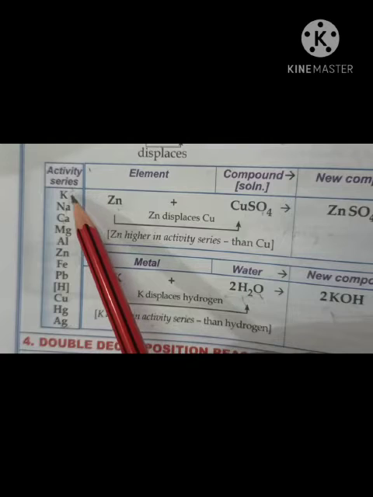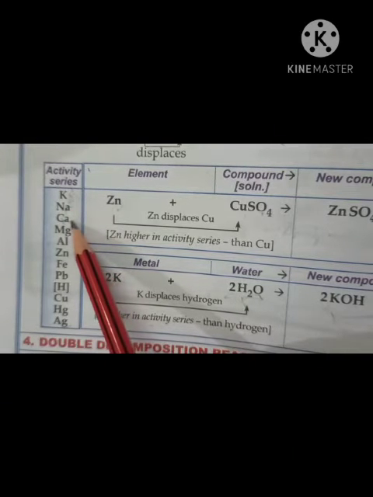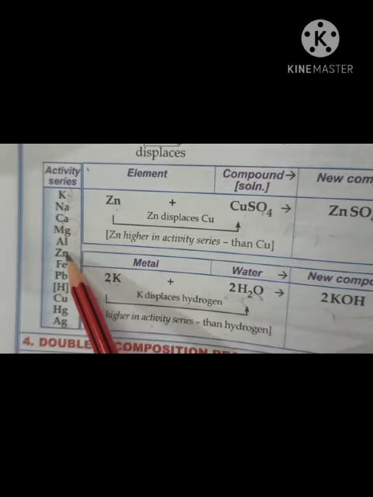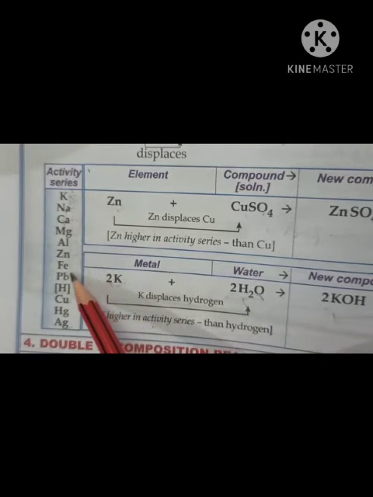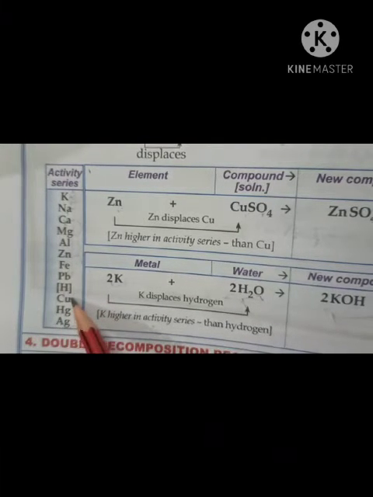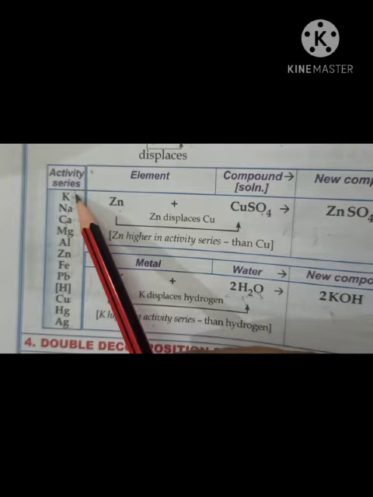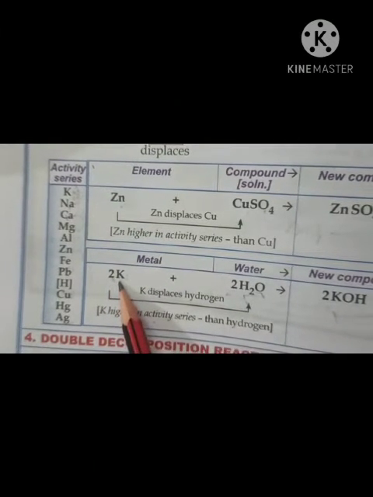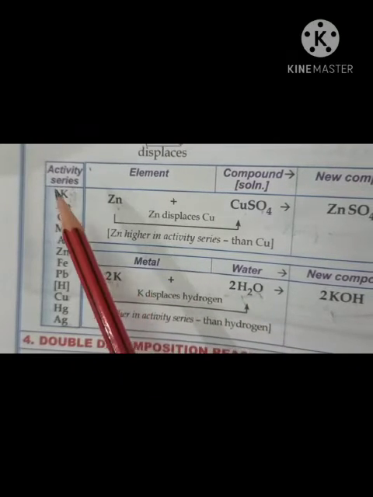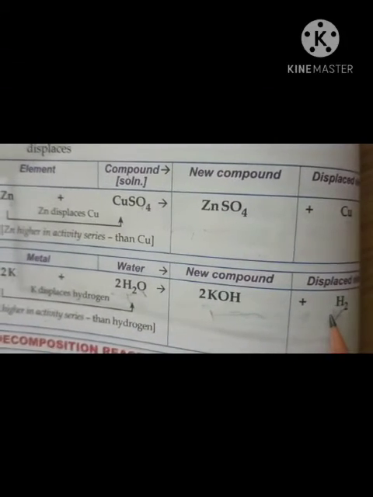So according to this activity series, potassium can displace sodium from its salt or compound. Sodium can displace calcium from its compound. Calcium can displace magnesium from its compound, and so on. It means the metals which are above hydrogen can displace copper from its salt, but copper cannot displace these elements from their salt. The same way, potassium can displace hydrogen from water because potassium's position is above hydrogen. And that is why it forms potassium hydroxide and hydrogen gas is evolved.